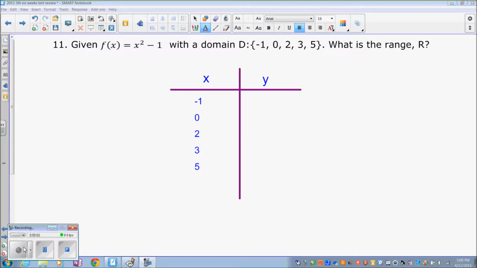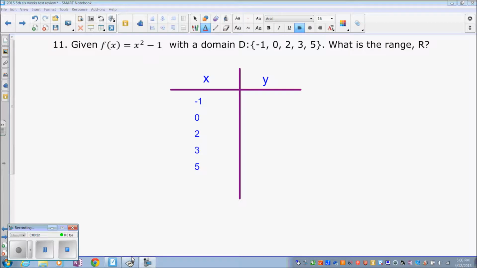Number 11 says, given f of x equals x squared minus 1 with a domain of -1, 0, 2, 3, and 5, what is the range R? So I went ahead and I set up my t-chart with the domains that they gave us, which domain is your x. So now we have to figure out the y.